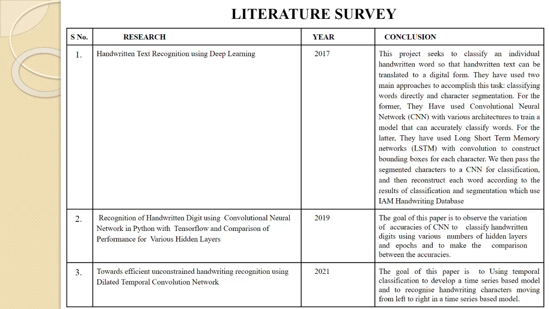While the second research paper utilized CNN to classify handwritten digits instead of just characters. While the previous one utilized characters, this one was utilizing digits. And the third paper, which is our base paper as well, utilized temporal classification to develop a time series model and to recognize handwritten characters moving from left to right in a time series based model. So basically, the three papers differentiate themselves clearly on the basis of recognizing words, characters, and whole sentences together.